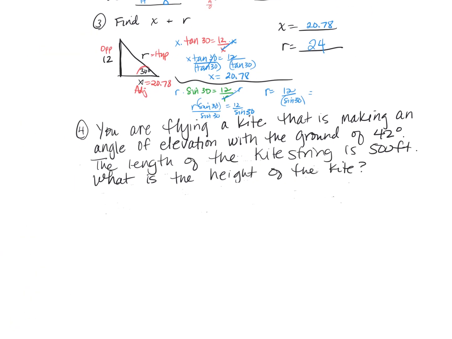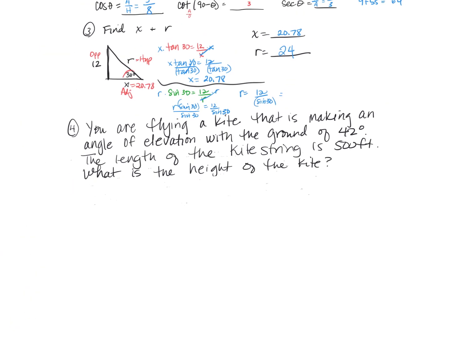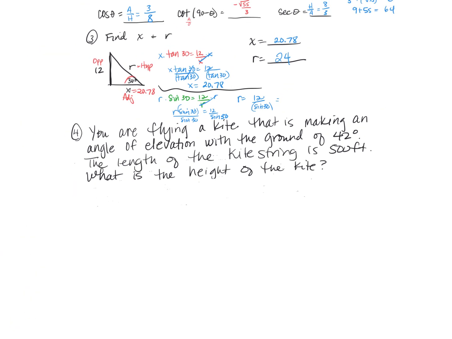Now, lastly, word problems. You're going to have to draw a picture, write the equation, find the solution. This is all geometry, but it's been a minute since you did it. So look, you are flying a kite that's making an angle of elevation with the ground of 42 degrees. So here you are. You're flying a kite that's way up here. Okay? There's your kite. Angle of elevation means you're looking up. Okay? So it's the angle with the ground.